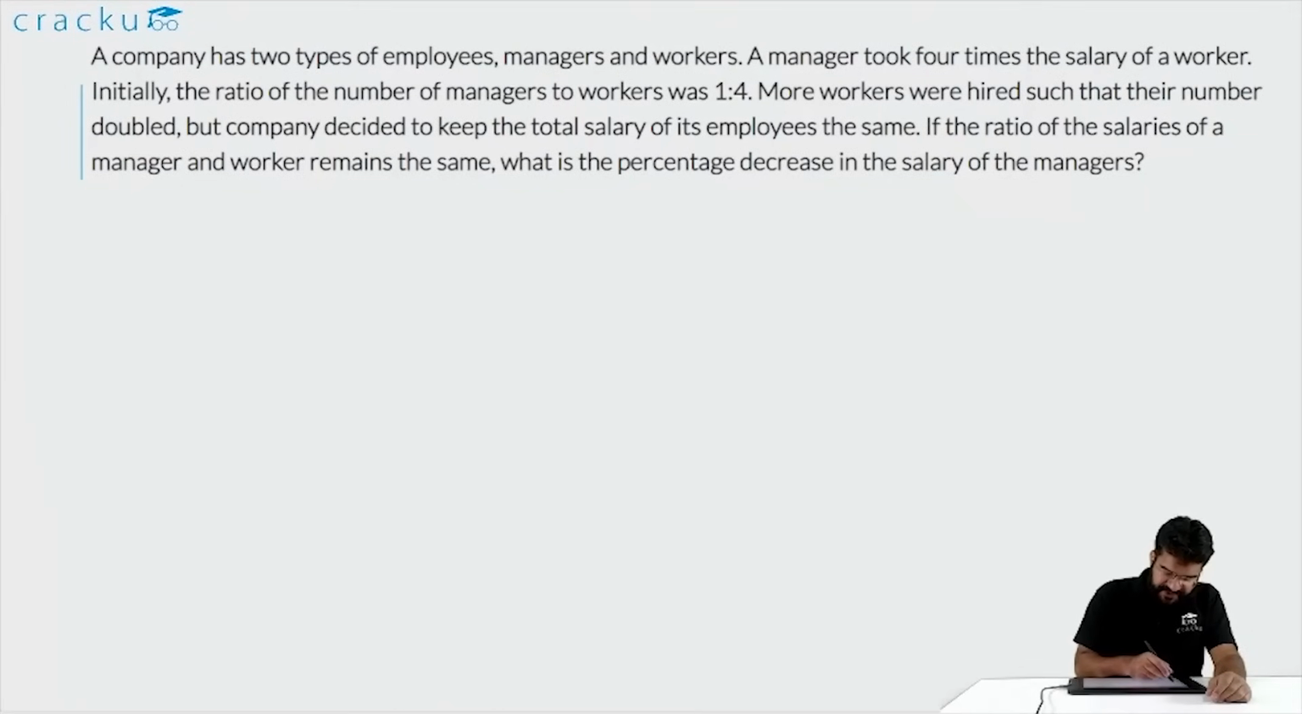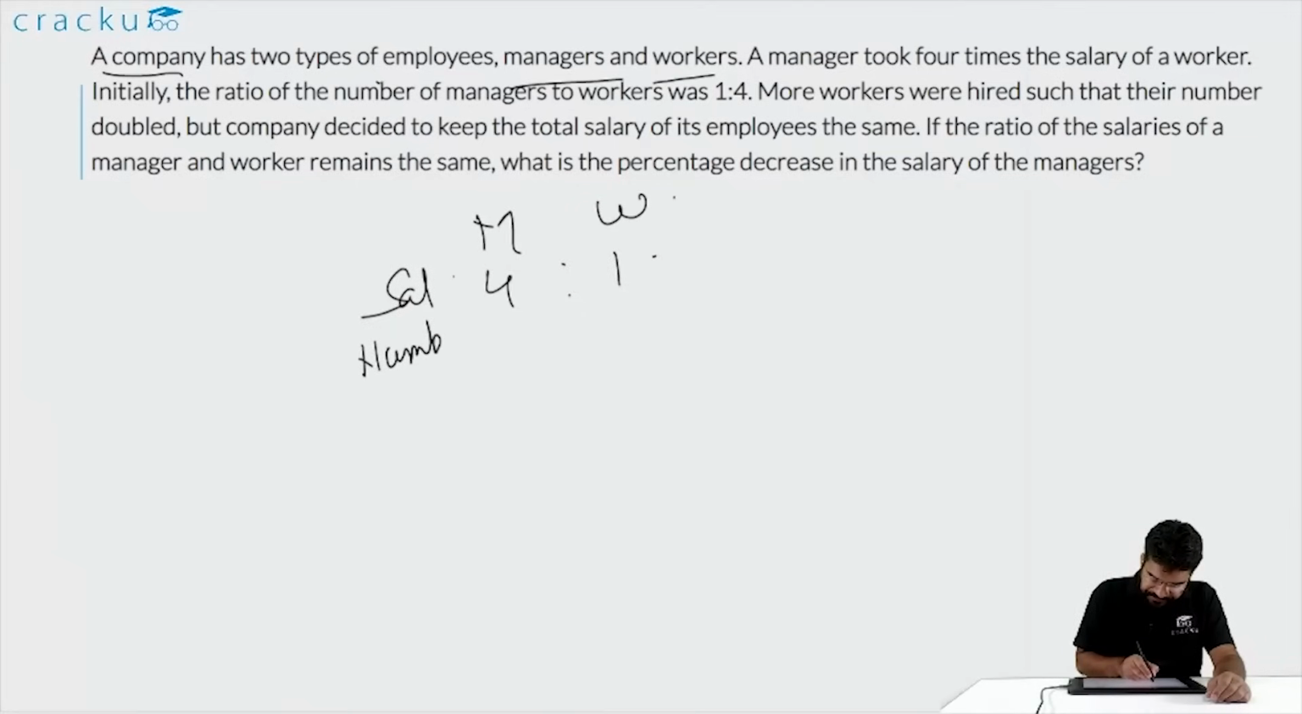In this question, there is a company. It has 2 types of employees, managers and workers. A manager takes 4 times the salary of a worker. So salary-wise, manager to worker is 4:1. Initially, the ratio of the number of managers to workers is 1:4. If you are looking at the number, it is 1:4.